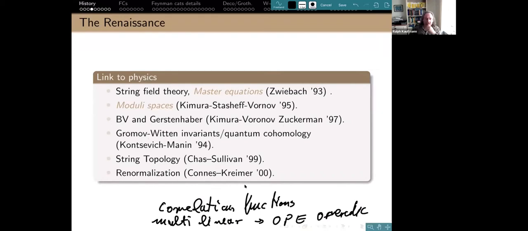Then there's another input, again where these correlation functions come from algebraic geometry: Gromov-Witten invariants in quantum cohomology. There's a fundamental paper by Kontsevich and Manin in '94 on that. And then a little later, there's string topology, which is also a version of looking at string theory and correlation functions and having this operatic content. Maybe the operatic content was made more precise by Voronov. And a last piece of input from physics comes from Connes-Kreimer renormalization.